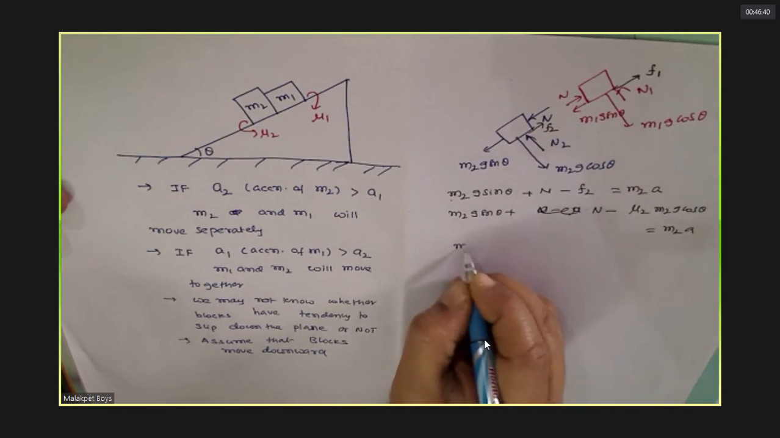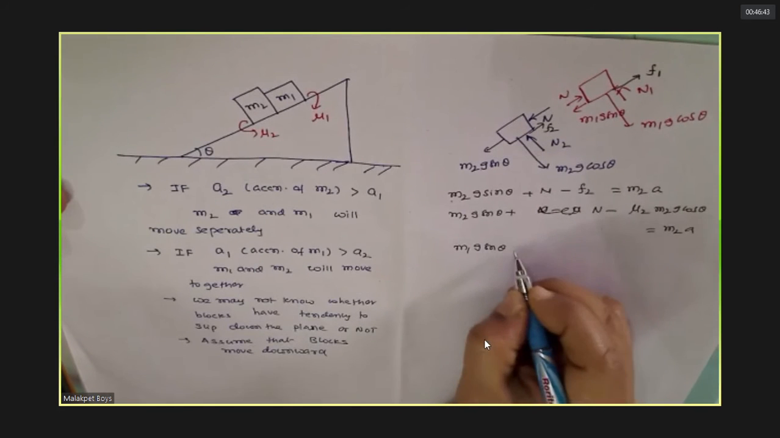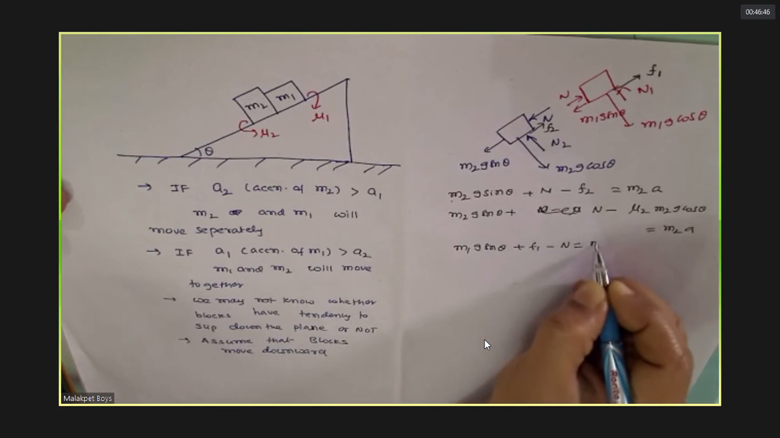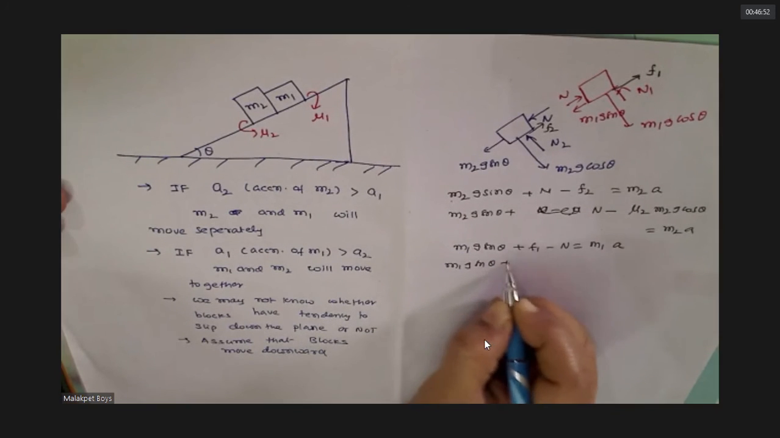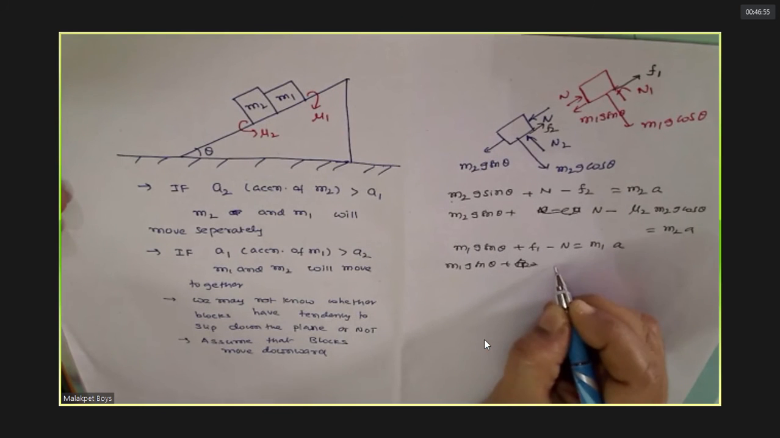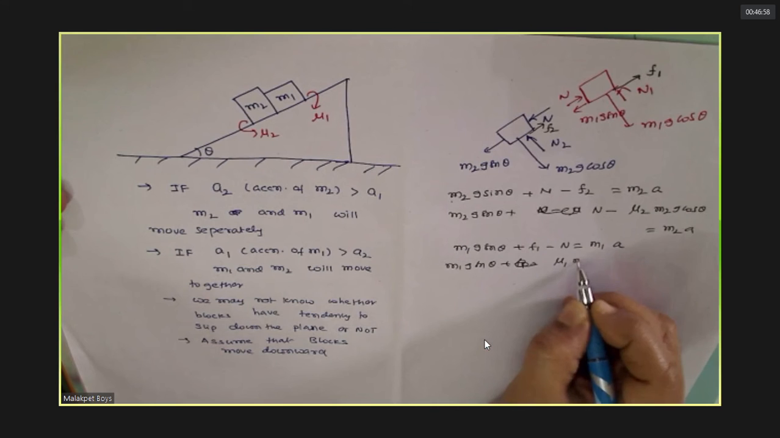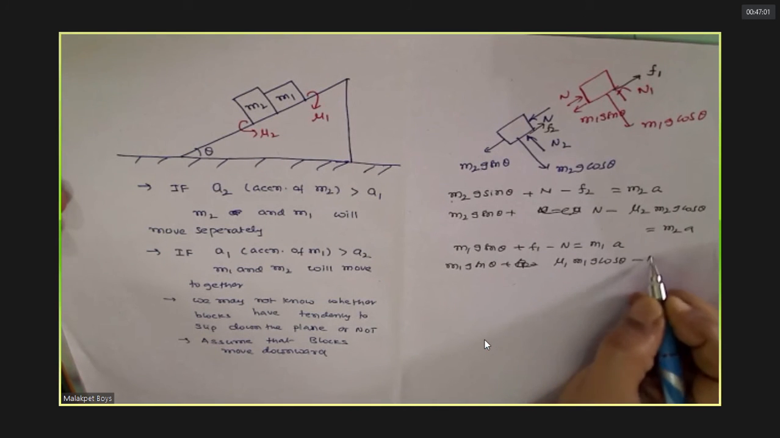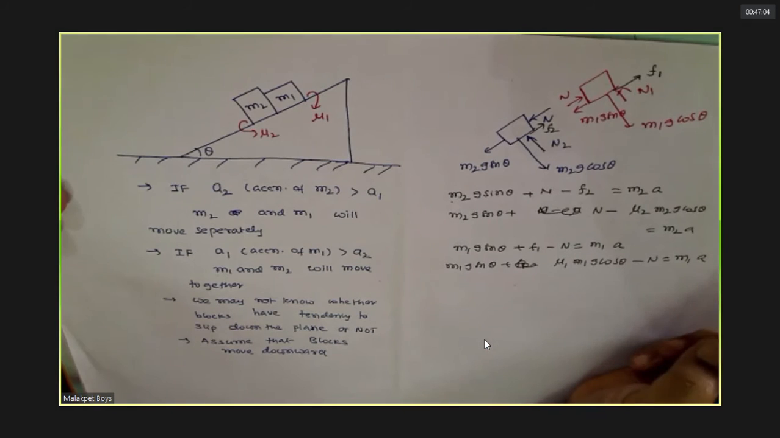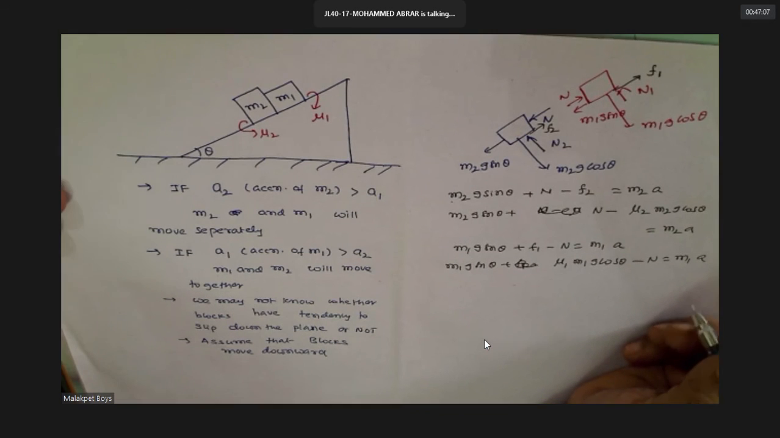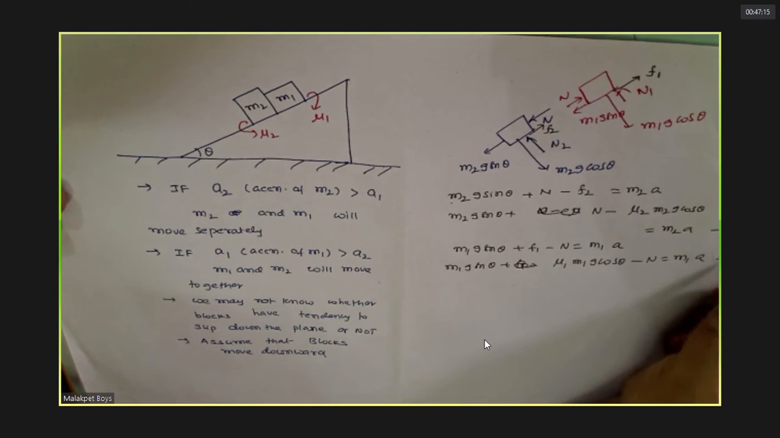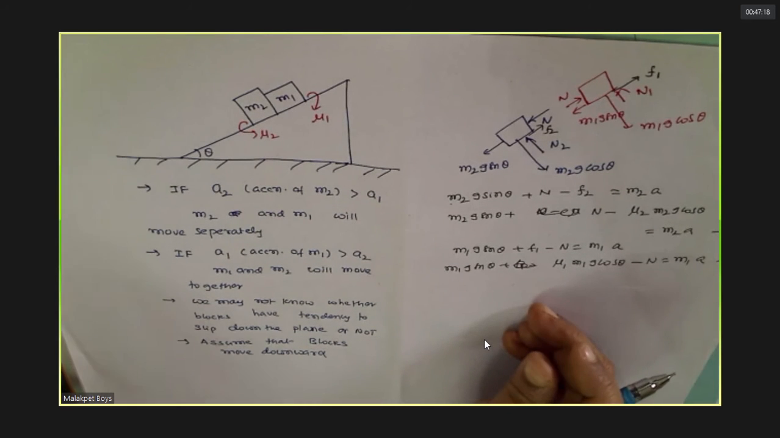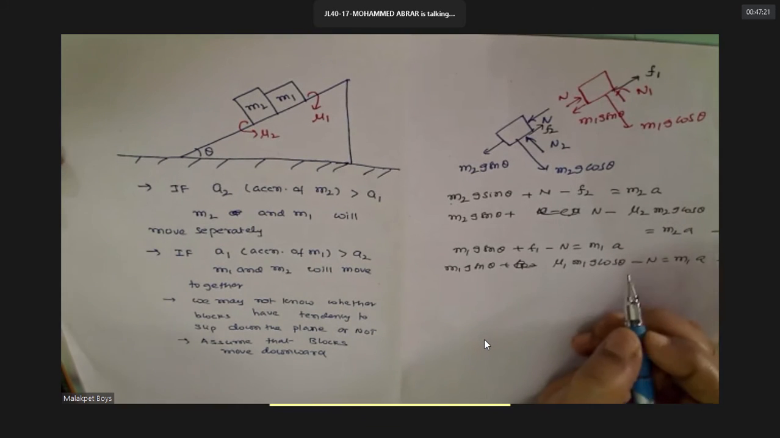For this body, what do you have, upper body? Do you agree with this? Yes, sir. F1 is how much? Understood this? Yes, sir. Now from these two, this is one equation, this is the other equation. M1G sin theta minus F1. Correct or no?